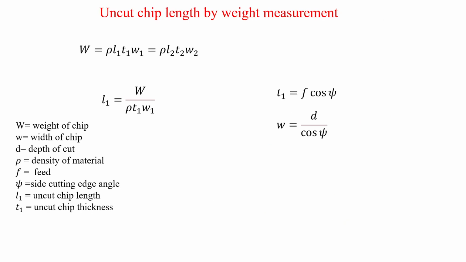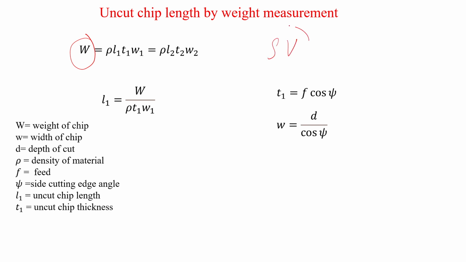Now, we have two parts in the chip. One is the chip thickness, which is removed, and one is the uncut chip thickness. There is a method to determine the uncut chip thickness, which uses weight measurement. In this, the weight remains the same. If we consider conditions 1 and 2 with weight remaining the same, what is the weight?